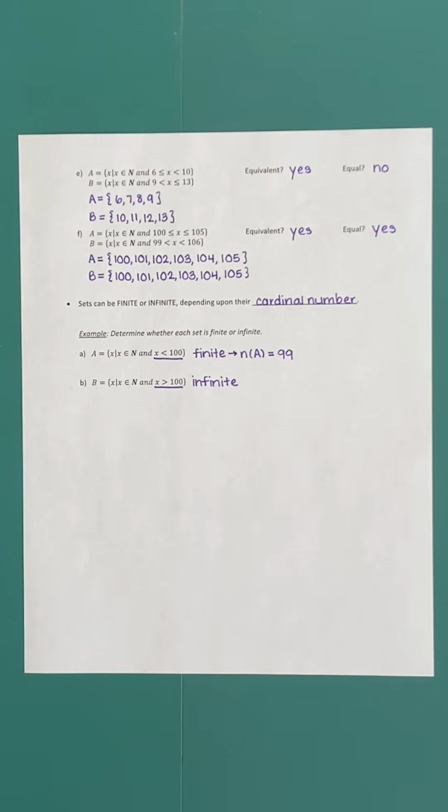Now, based on our cardinal number, we can then classify a set as what we call either finite or infinite, and it means exactly what you think it means. Finite means it is a finite set. It terminates, it ends. It means the cardinal number is a finite number. We can actually count the number of items in the set.